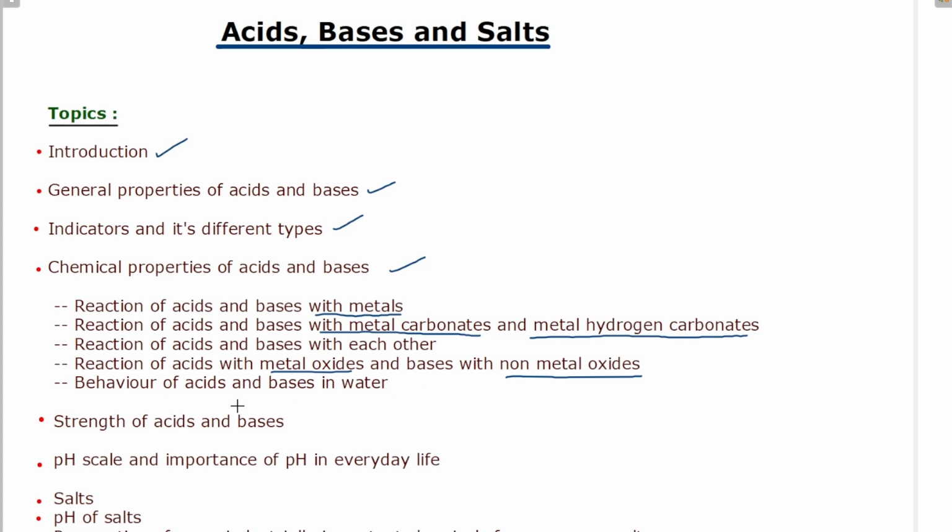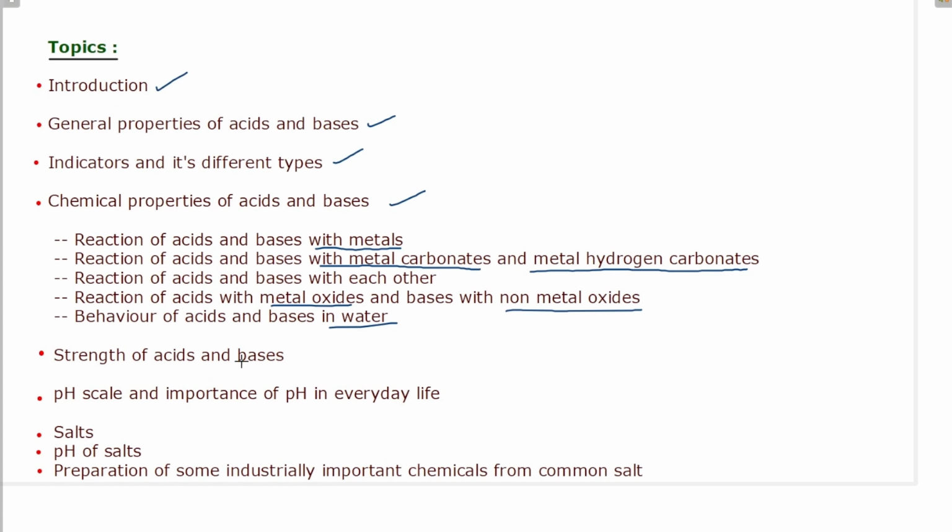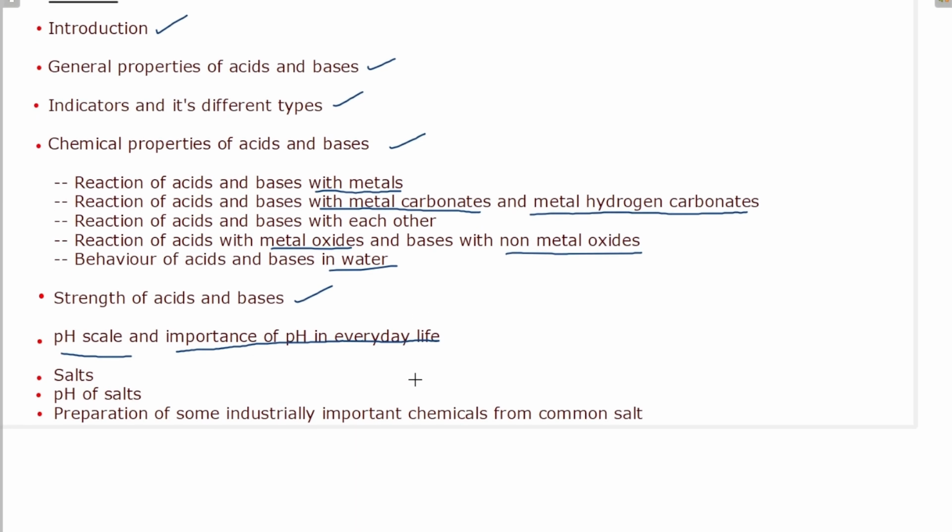Also, we are going to study the behavior of acids and bases when they are dissolved in water. Again, we are going to learn about the strength of acids and bases. Also, we are going to study how the strength of acids and bases can be found out using the pH scale and importance of pH in everyday life, which is very important from the examination point of view.